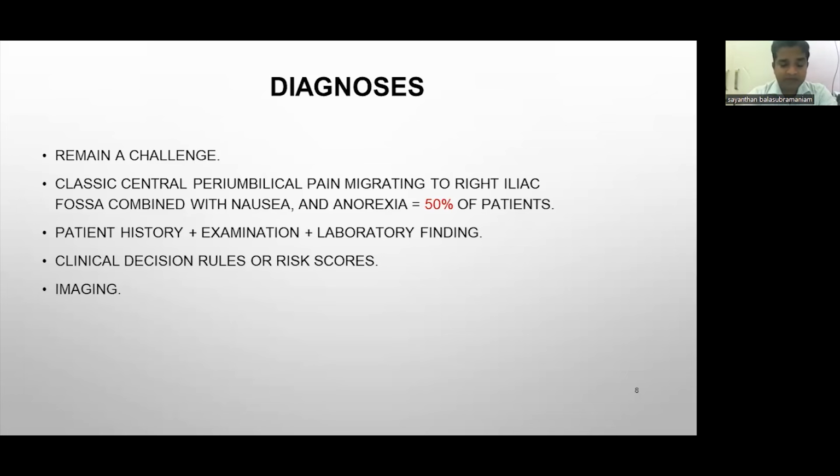Pyrexia means fever, a mild grade temperature is possible. After that, this pain will shift to the right iliac fossa. That means it will disappear from the periumbilical region and present in the right iliac fossa. Then the patient gets more and more tenderness, more lethargy, and becomes feverish.